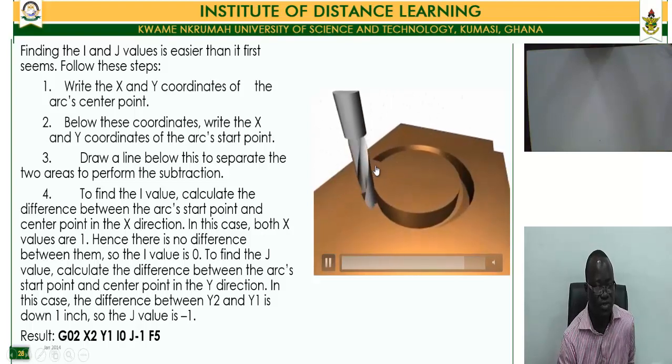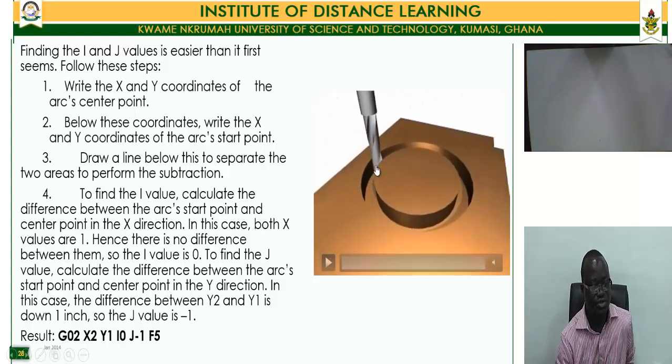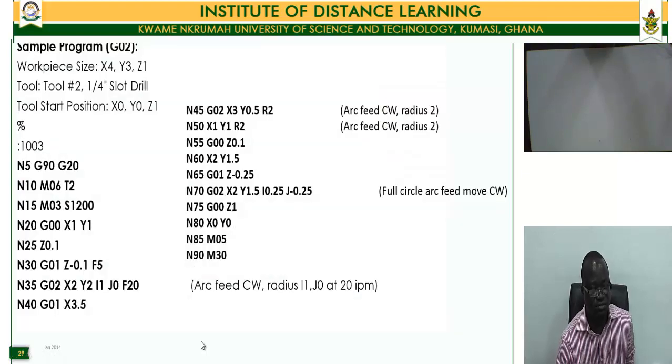Now, a sample program of the G02 command. Let's look at this example. If we have this workpiece, we will give the workpiece size, the tool number, and the tool type. We will type the information. We have the tool start position. We have this percentage sign to show the program start flag, and then we have the program number. Now, this gives us the coordinate system that we're using: absolute coordinates, inch programming.